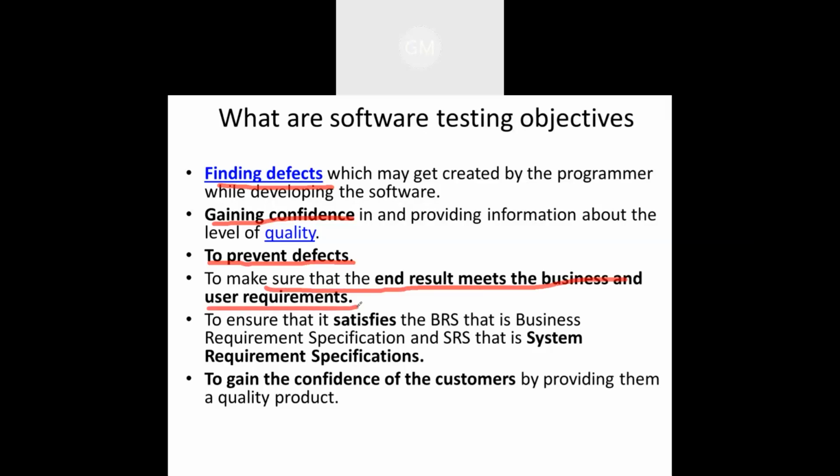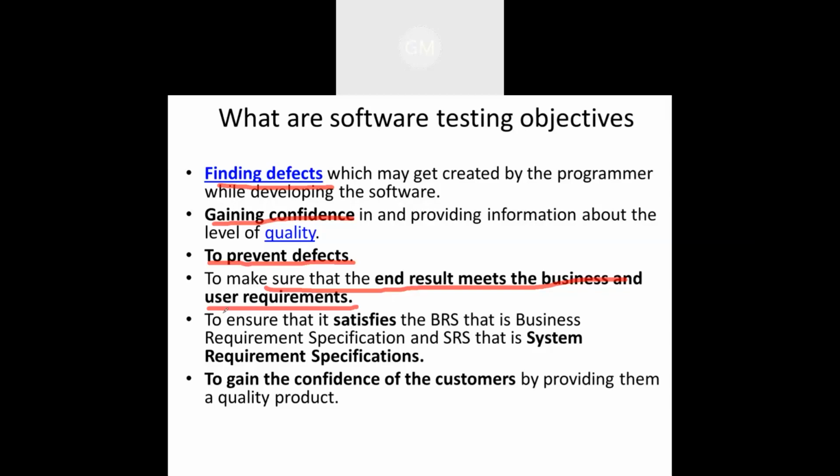If the user requirements or business requirements are not fulfilled, that product is not useful. If the business requirements and user requirements are fulfilled 100%, then that particular software or application is useful for the particular end user. Like that, we can say that. That will be the next objective.